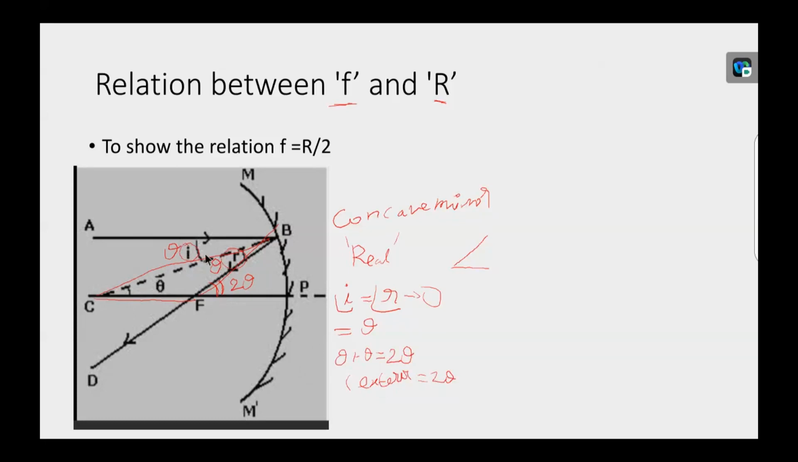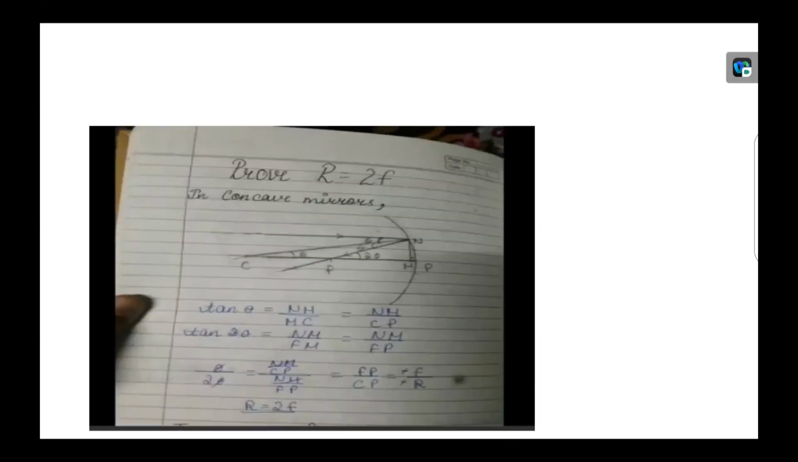We have got the angle of incidence and angle of reflection equal. That's why we have taken both equal to theta. Angle R is theta, the value we have already taken. Add this angle, that is the angle subtended at F. Now go to the derivation part.